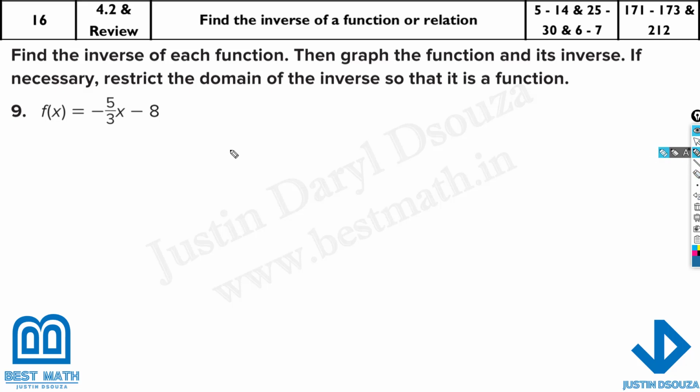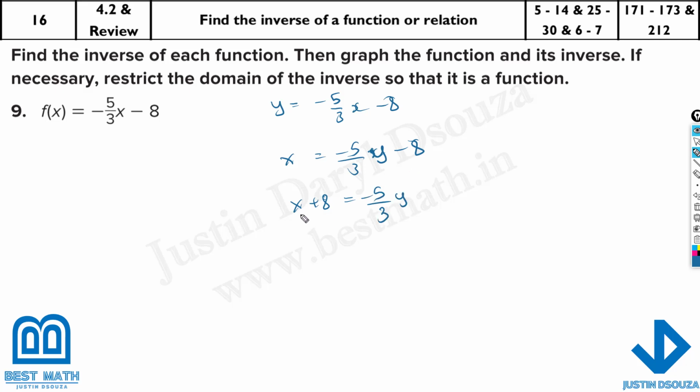Now what about this problem? Y equals minus 5/3 x minus 8. Now what we do is we swap these y and x. The same position of the coefficients, only the x and y changes. This is y now. Now minus 8 goes to the other side, becomes plus 8. That is equal to minus 5 by 3y.